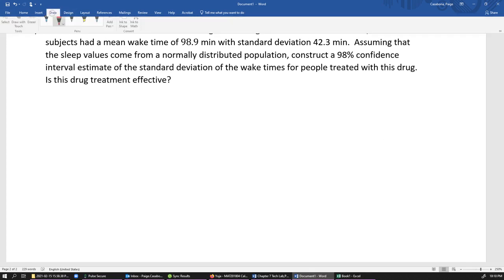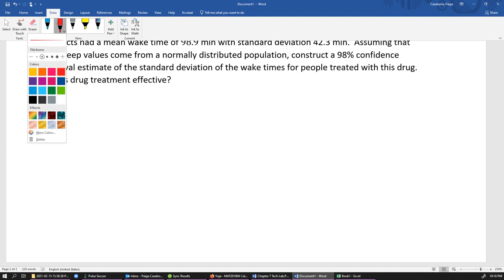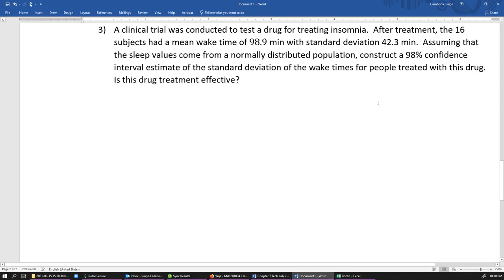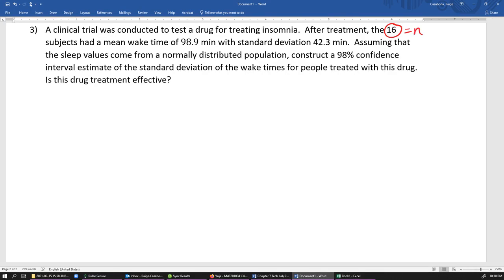So I want to try and make note of these things. So this is information about the sample. This is telling me we've got 16 subjects. So this is my N. That's the size of the sample. The mean amount of wake time they had, this would be X bar. That's how long they were awake on average.